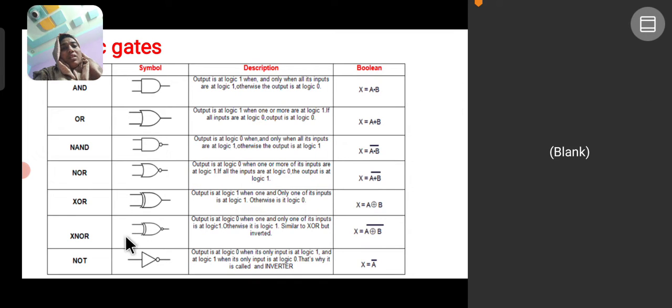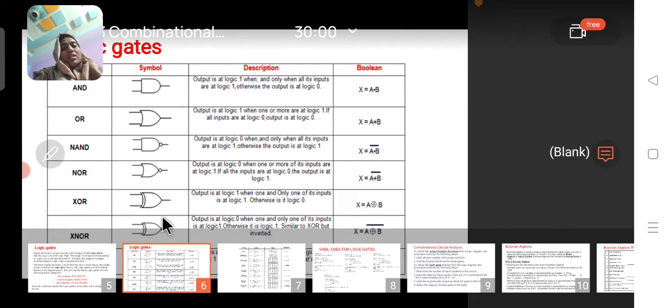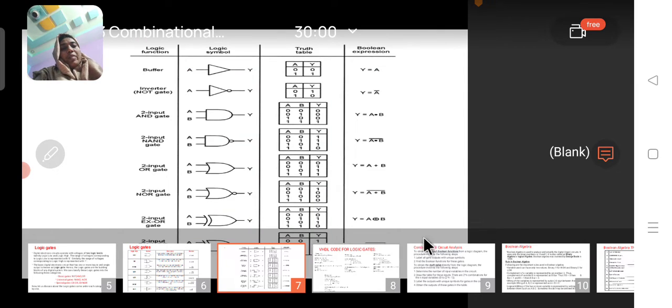Then there are the XOR, XNOR and NOT gates. NOT is the complement of the input. So if a equals 0, then the complement of 0 is 1.